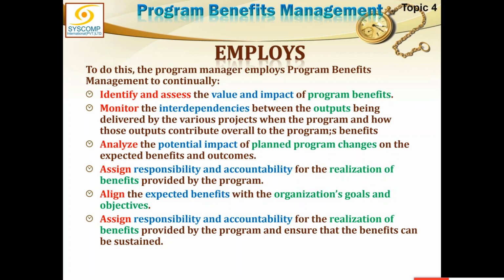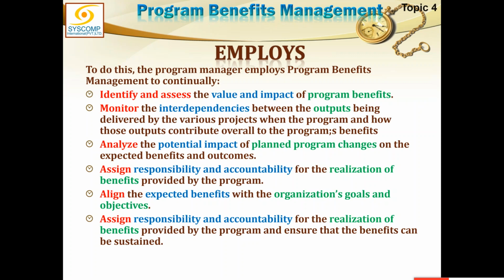Third, we analyze the potential impact of planned program changes on the expected benefits and outcomes. So whenever there is a change in the project, we have already planned how to bring the change, but when that change is to be brought, naturally the impact of various changes would be on the benefits and the outcomes of the individual projects or the components, and that will subsequently be impacting the program benefits. So we have to ascertain that potential impact, and this is kind of a risk management we would be doing, what all can happen to us.